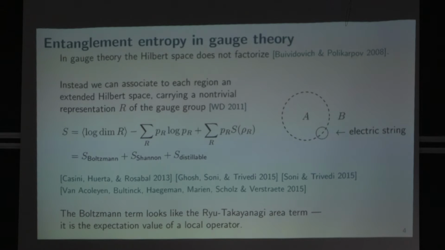OK. But one can make the following observation, that there's a piece of this formula that's local and just takes the form of an expectation value on the entangling surface. And that looks kind of like this Ryu-Takeyanagi or Bekenstein-Hawking area term. It's the expectation value of some local operator. And so one might ask if these two things are related.